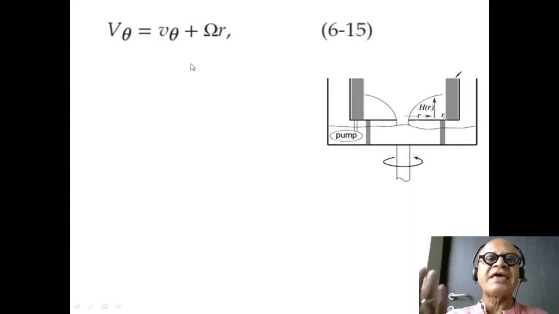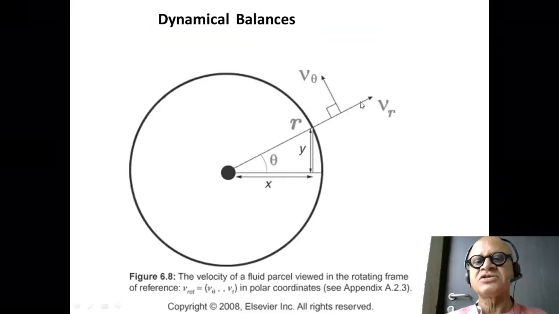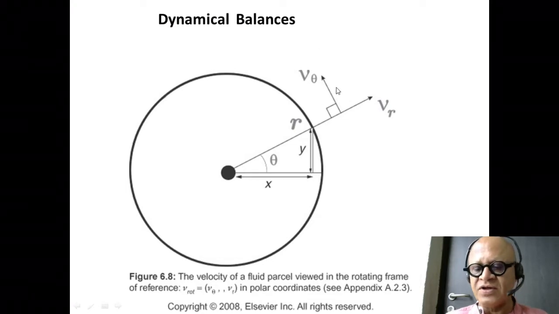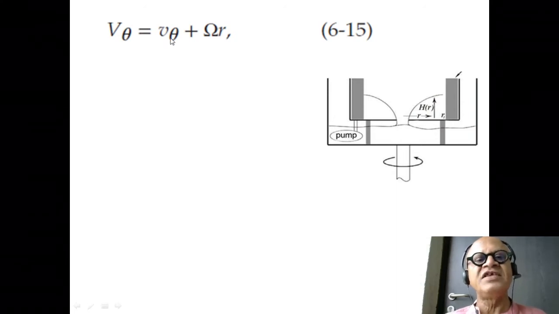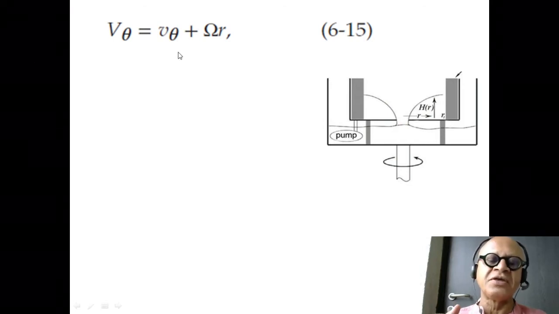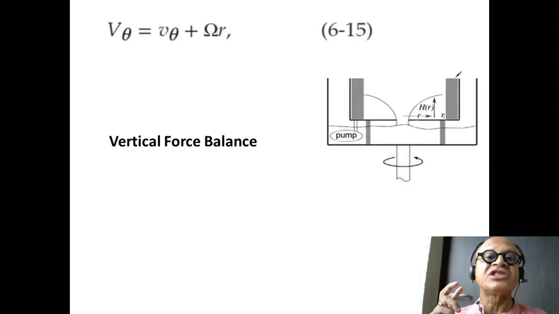So from a non-rotating framework, if you're standing outside in the lab and looking at the tank, then the net velocity, the total velocity, is going to be a sum of these two in a vectorial form, right? So v theta is v theta plus omega r. Okay, so there is a rotation of the tank itself and there's a rotation of the fluid. When they're in solid body rotation, they will be moving at the same speed.